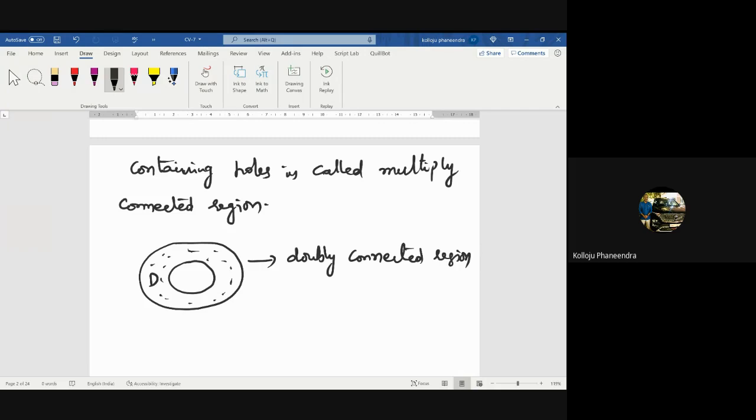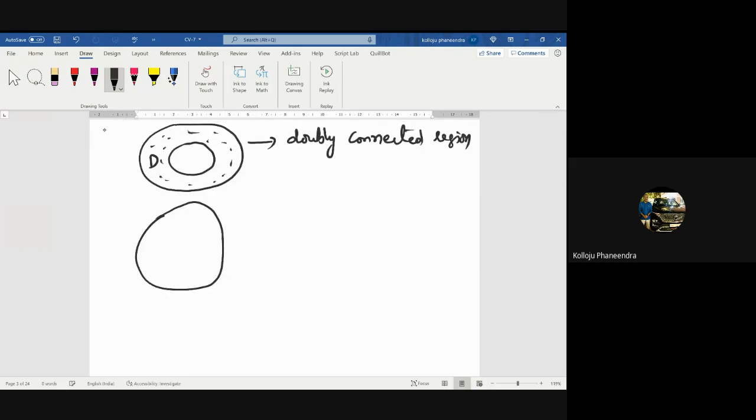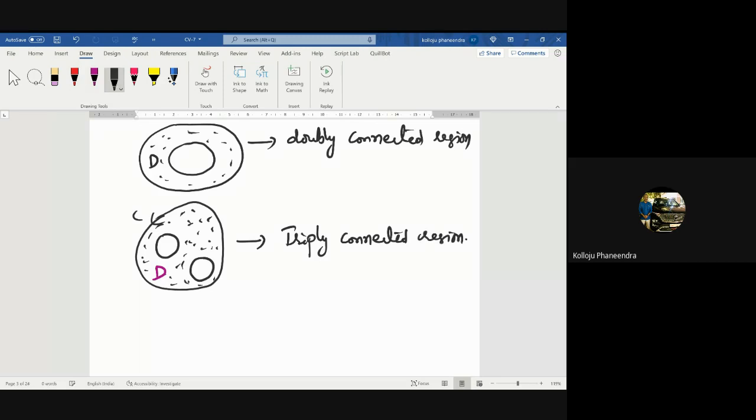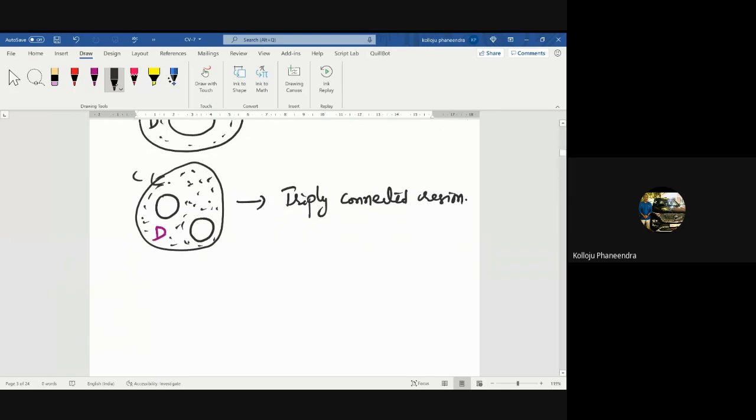If I consider, for example, two holes, some region is like this. See, there is one hole here, there is another hole here. Where are the points? Here, not inside the holes, right? These are the points. This is domain D. This is called how many holes? Two holes are there. This is called triply connected region, not doubly. Two holes means triply. Triply connected region.